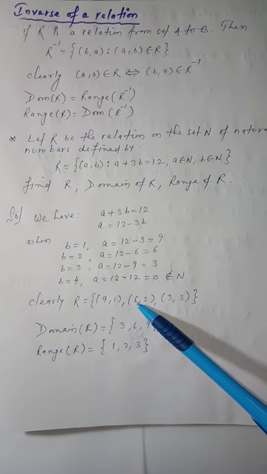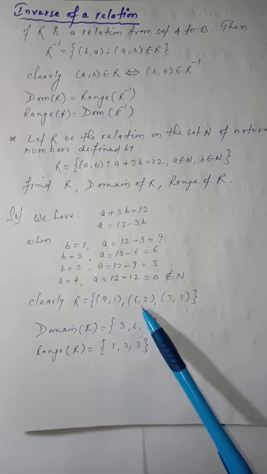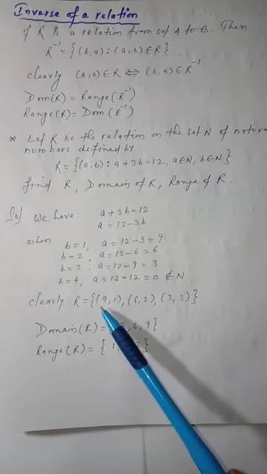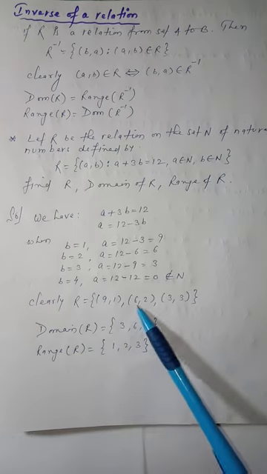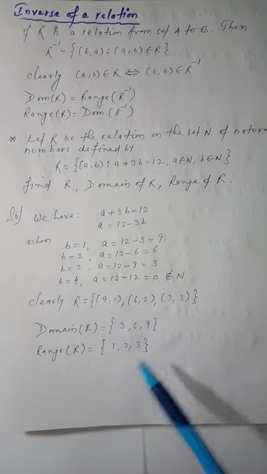So this is R. What will be R inverse? R inverse will be (1, 9), (2, 6) and (3, 3). So what is the domain of R? 9, 6, 3, and the range of R is 1, 2, 3. Simple.